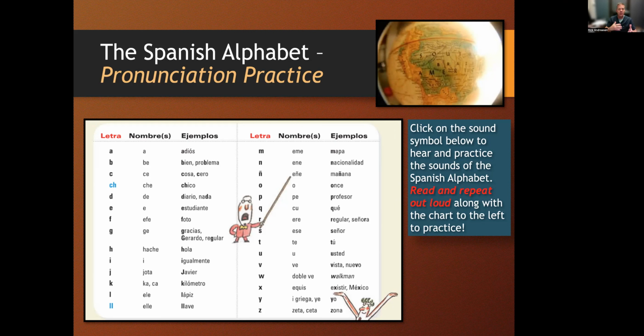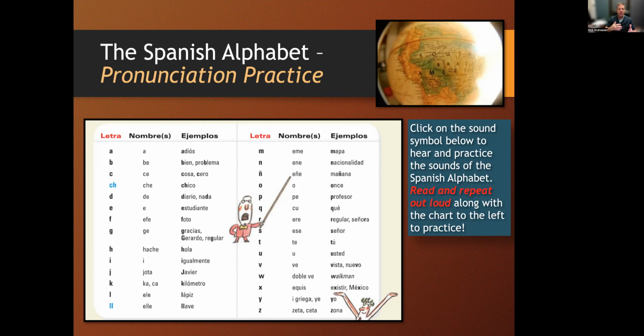Notice that in Spanish, the W sound, in English double U, in Spanish it's double V. X, Y. In Spanish, the name for Y literally means Greek i. It is becoming more common in other countries or other cultures to use the word ye, which is another way to pronounce the letter Y. But i griega is the most common way.